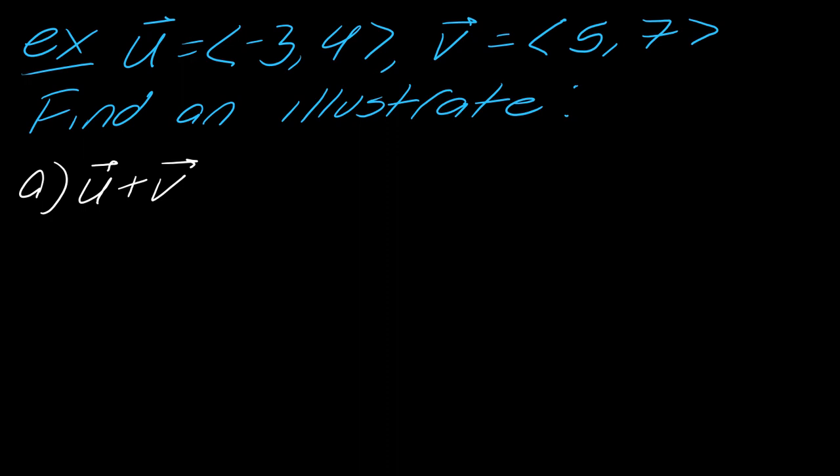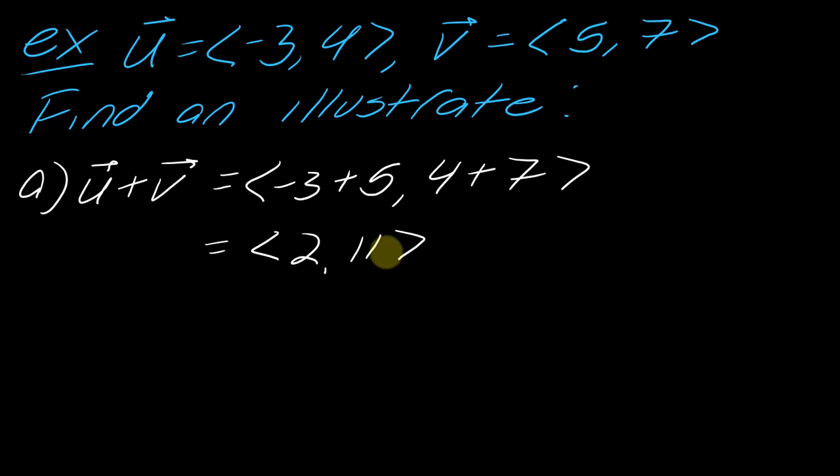Okay, so let's just talk about how to work with these operations. I think it's pretty straightforward. So if I wanted to add the vectors u and v, and here are my vectors u and v, all I have to do is take their components and add them. So the first components I add, the second components I add, and so I get 2, 11 as my vector.